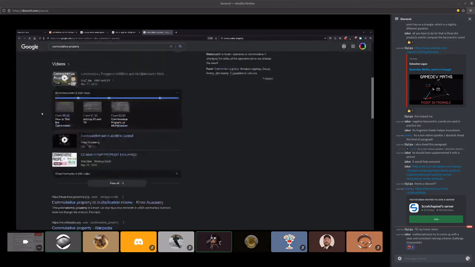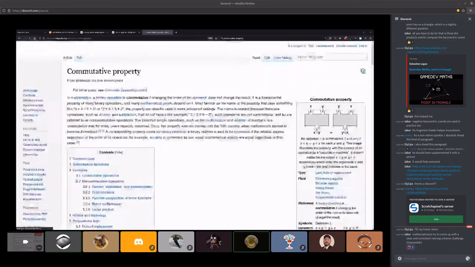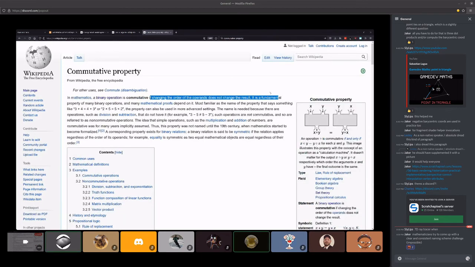Return to middle school math. Commutative, changing order of operators.